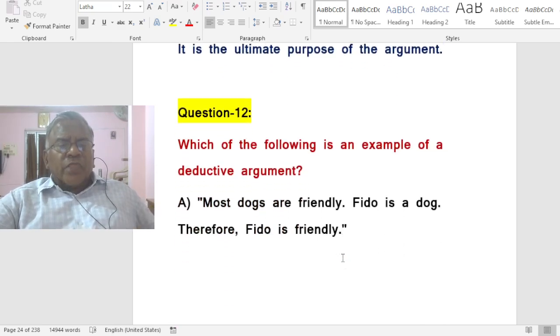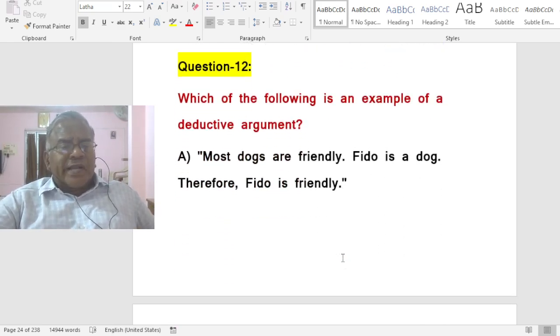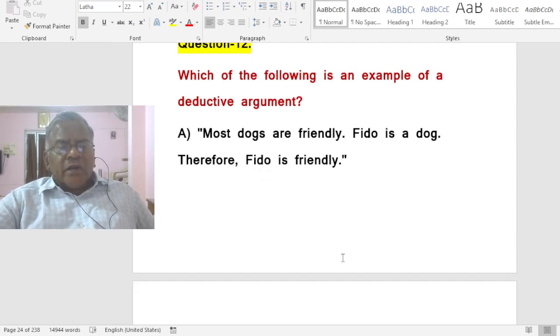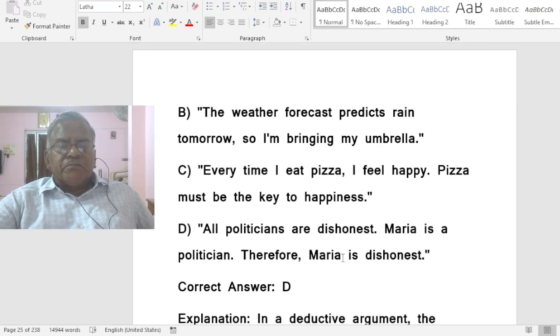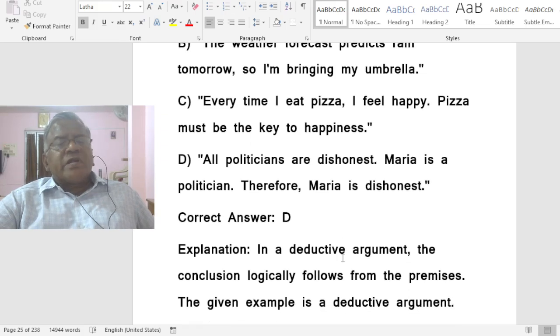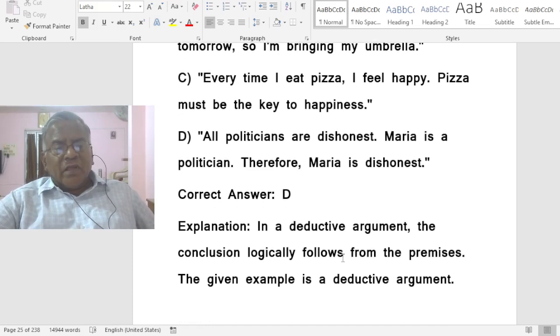Now, which of the following is an example of a deductive argument? A. Most dogs are friendly. Philo is a dog, therefore Philo is friendly. B. The weather forecast predicts rain tomorrow, so I am bringing my umbrella. C. Every time I eat pizza, I feel happy. Pizza must be the key to happiness. D. All politicians are dishonest. Maria is a politician, therefore Maria is dishonest.